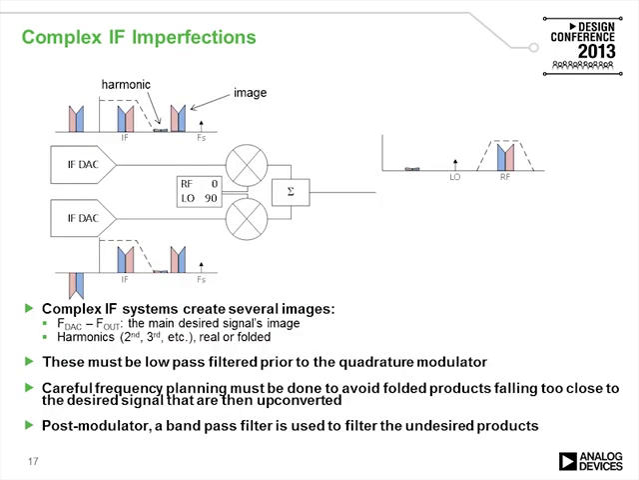These complex IF systems do, however, create several images. They create one at FDAC minus Fout, which is the main desired signal's image, and then potentially even harmonics, such as the second and the third, which could be real or folded back below the modulation carrier, below the LO frequency. Careful frequency planning must be done to avoid folded products falling too close to the desired path that are then actually upconverted. And typically post-modulation, a baseband filter is used to filter these undesired products to try and eliminate them.